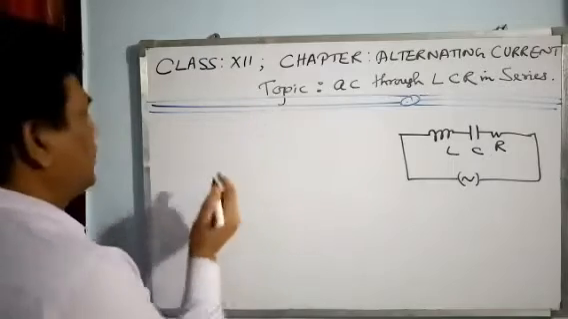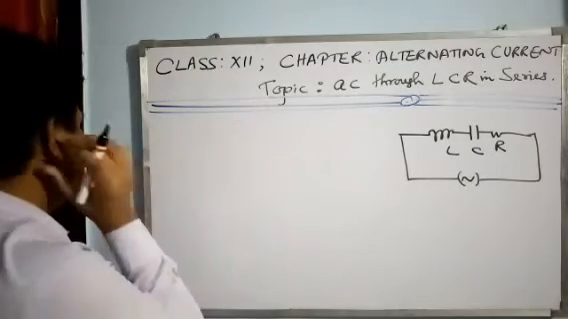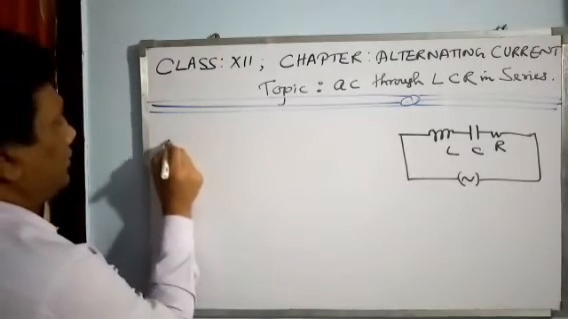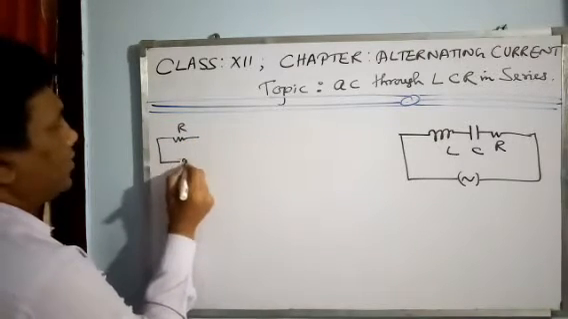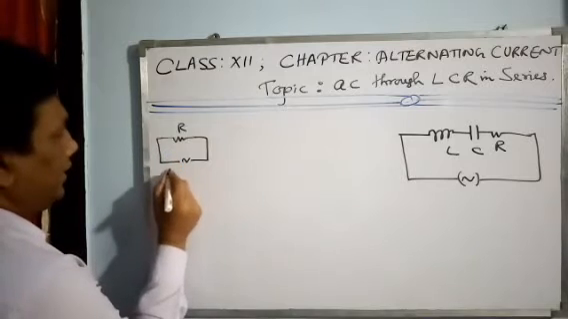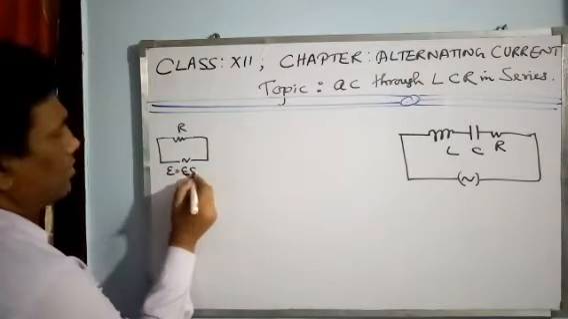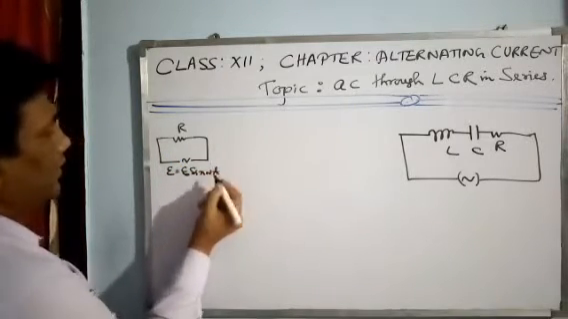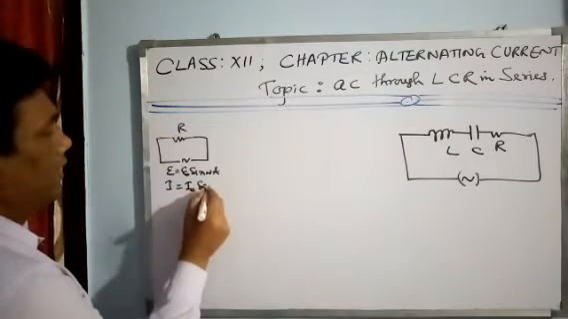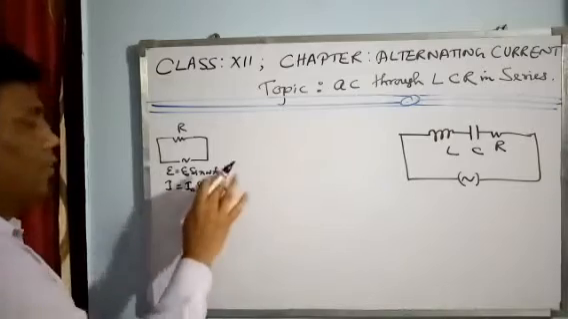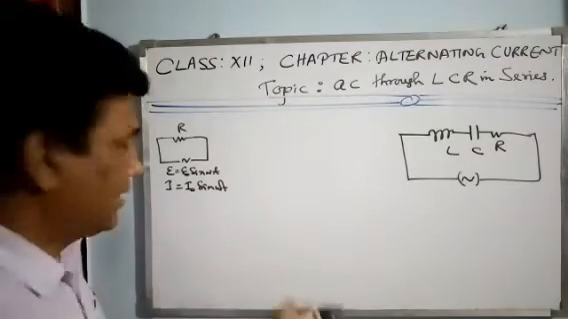In earlier class we have discussed when a resistor is fed into AC, okay, if E equal to E naught sin omega t, then we get the corresponding current I naught sin omega t. It means both are in same phase. We have discussed in details.